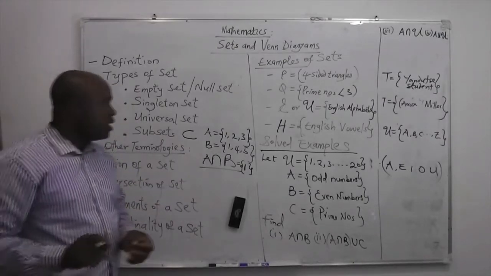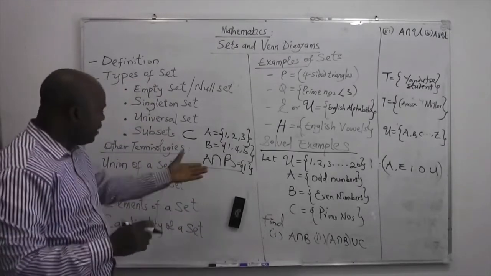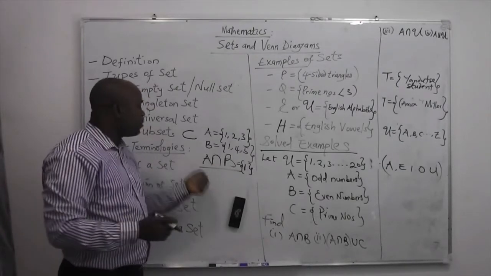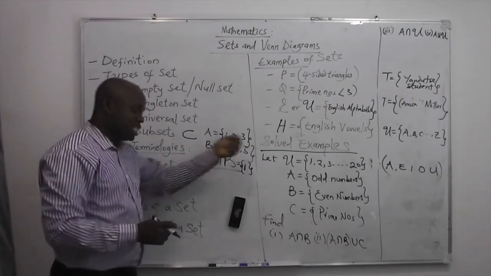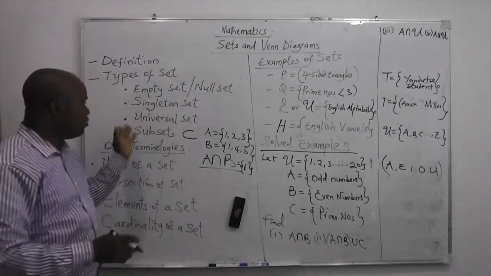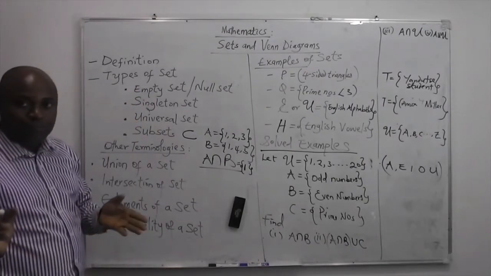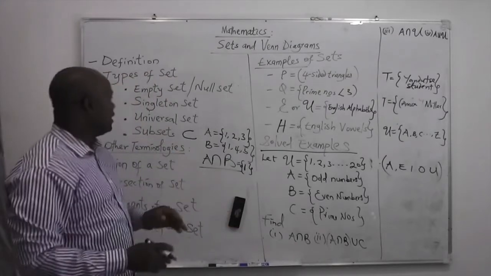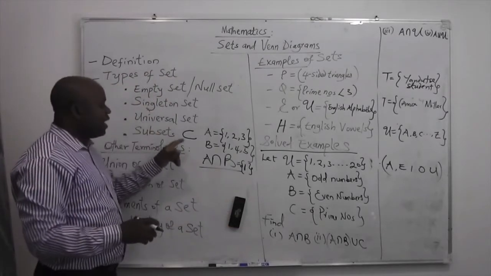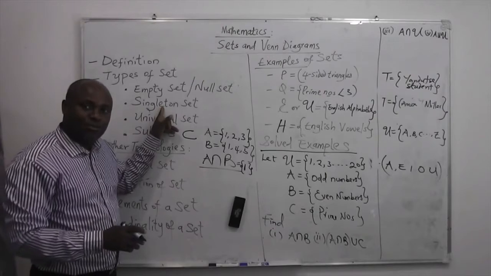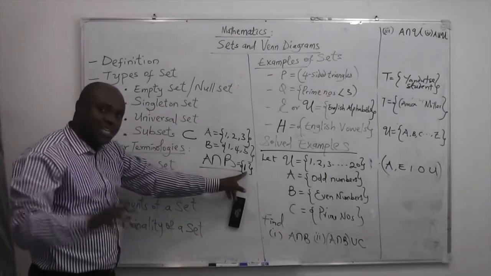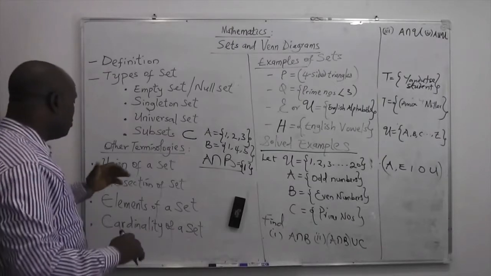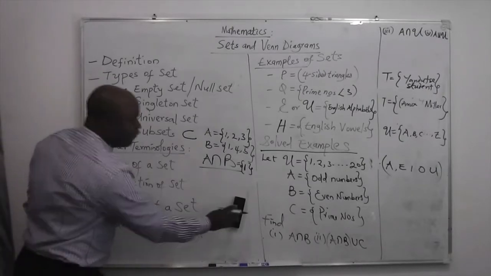Now let me ask a quick question here. A intersection B gives us 1. So if I ask you, what type of set is A intersection B from what we have discussed before? Anybody? Yes. Oh no, it's not an empty set. It is a singleton set. Why? Because it contains a single entry.